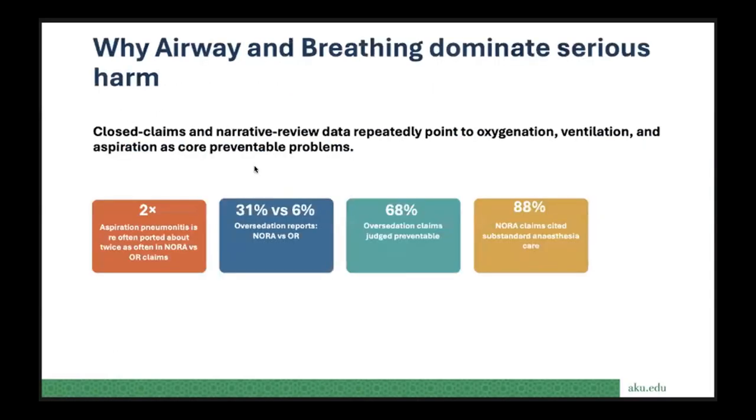So why do airway and breathing dominate serious harm? Across the NORA reviews and claim analyses that I came across, the recurring themes are oxygenation failure, inadequate ventilation, aspiration, and oversedation. Importantly, these events are often judged preventable. That means many respiratory disasters are not the inevitable consequences of disease severity. They are failures of planning, monitoring, recognition, or rescue.